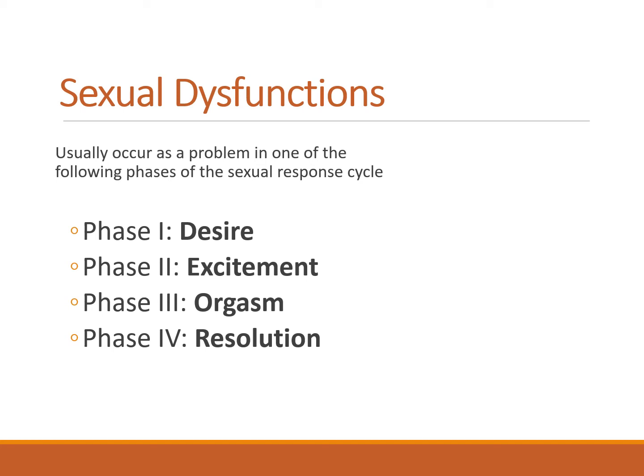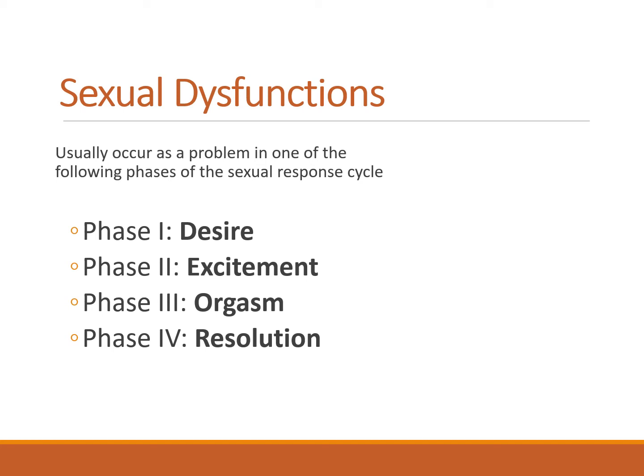And so you have the first phase here, desire. Some people, if you have somebody with a problem in phase one, the desire part of the sexual response cycle, they just don't have any desire to pursue sexual situations or have sex with their partner. They might be able to get excited if they're engaged with a partner, but they don't have any desire to pursue it. It's not really appealing to them.